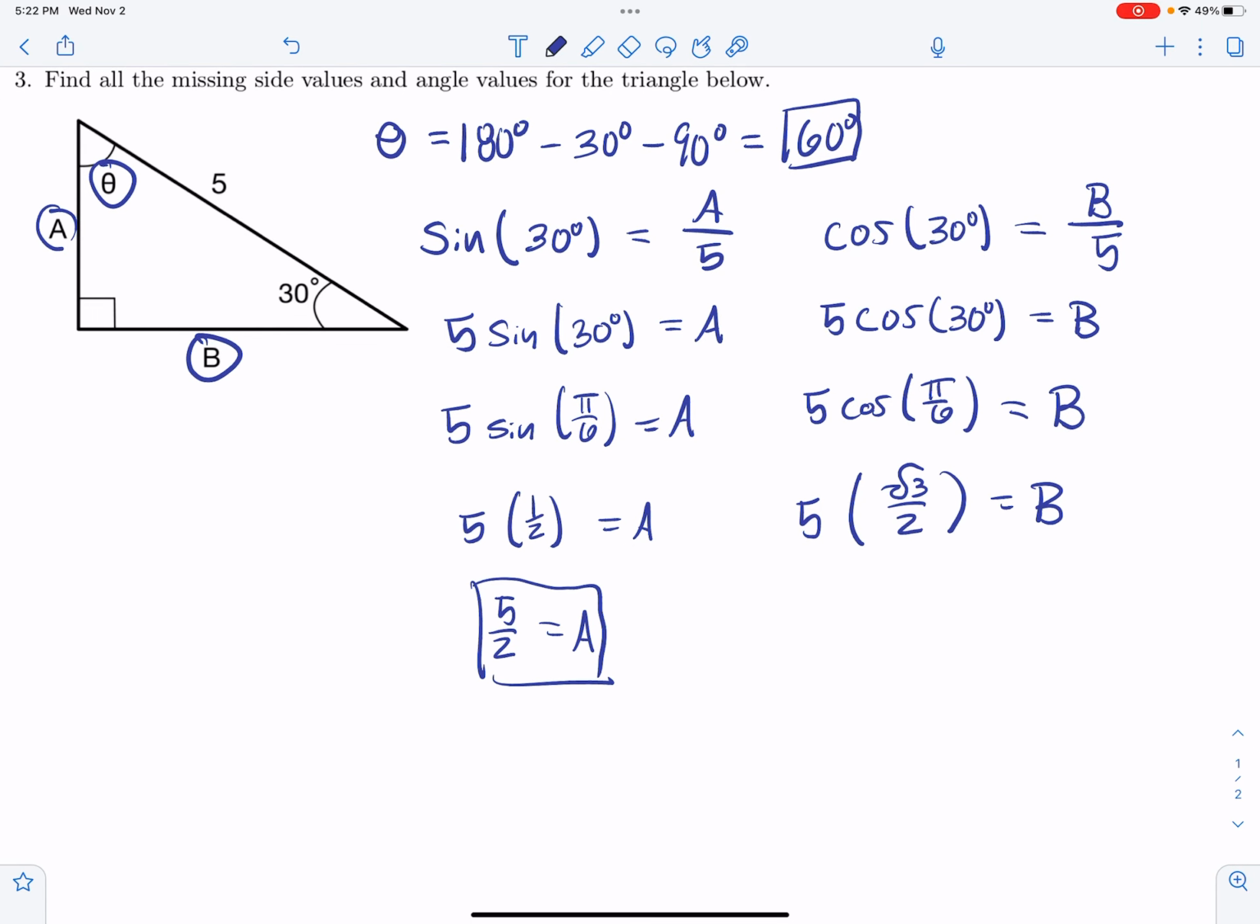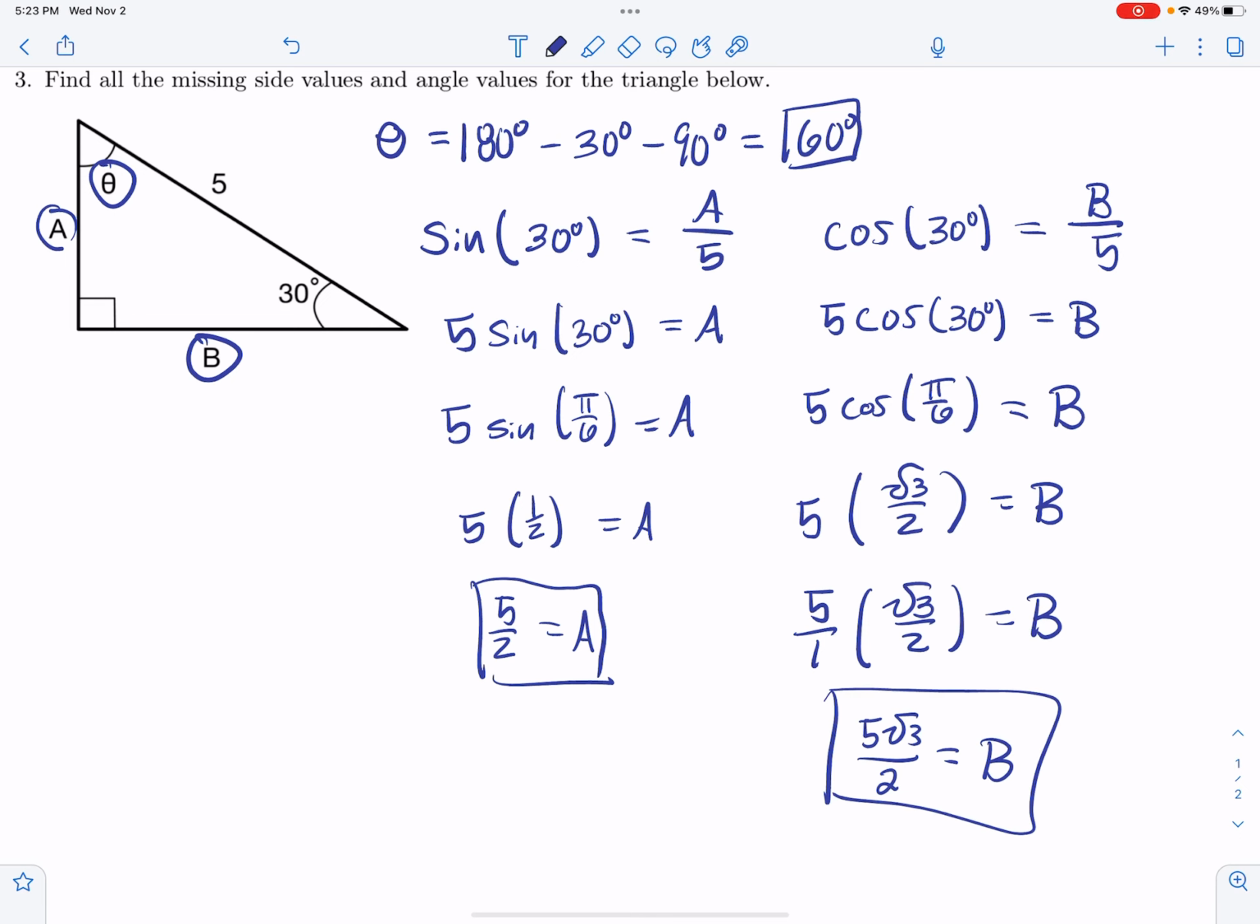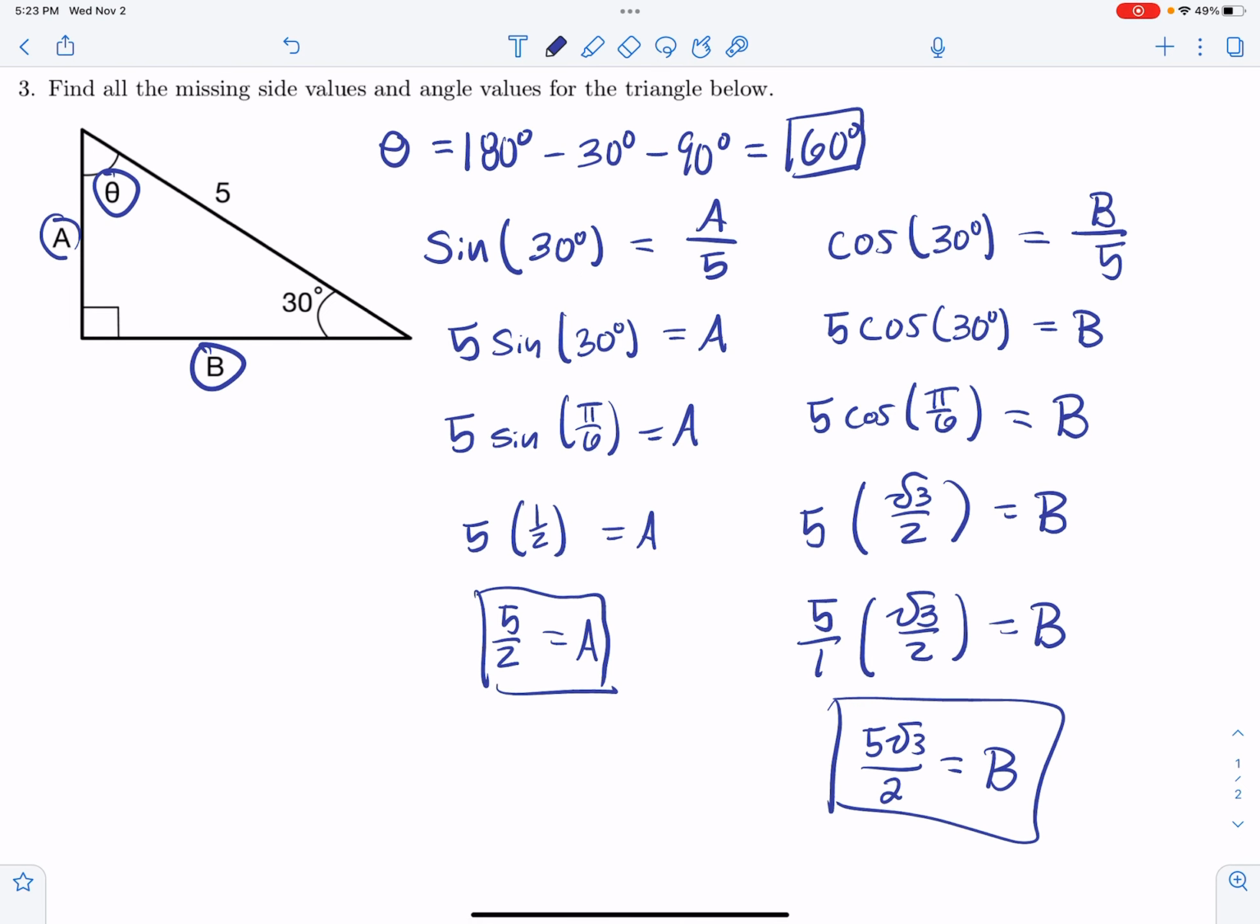So if you have a bit of a hard time multiplying a whole number by fractions, try turning your whole number into a fraction. So I'm going to turn my 5 into 5 over 1. Then I'm going to multiply by square root 3 over 2, and then we just multiply across. So we get 5 square root 3 over 2 equals B. And that is how you were supposed to do number 3 on the last quiz. So I would practice this again and go through all the steps so that way you're prepared for the exam tomorrow.